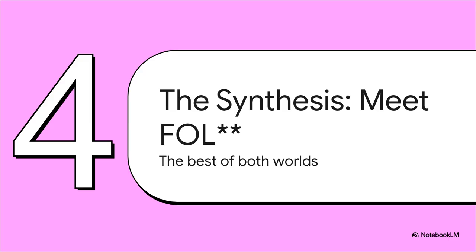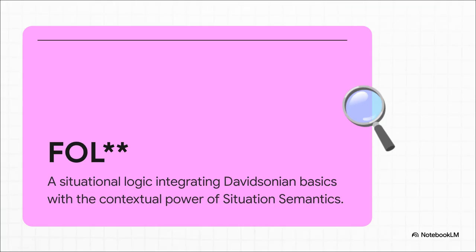Okay, so we have these two competing ideas, and that brings us to the hero of our story today, a really powerful synthesis that figures out a way to take the best of both worlds and merge them into something new and way more powerful. It's called FOL**. It's a new kind of situational logic that gets the best of both worlds. It's got the precision of the Davidsonian approach for handling those basic core actions, but it also has the power and flexibility to capture the entire context, just like situation semantics. It's the synthesis we've been looking for.